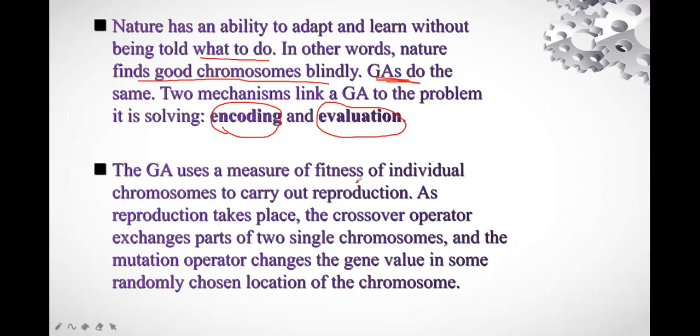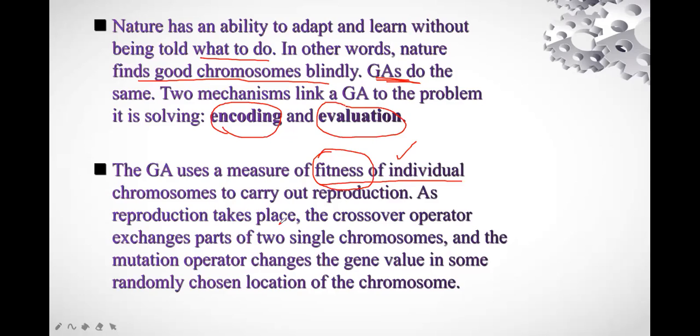So the GA uses a measure of fitness of an individual. This is again a very important point which I discussed yesterday also in the last lecture. Fitness of individual chromosomes to carry out reproduction. That means we say that the fittest will survive. That means the best characteristic of that particular organism is going to help it survive in future. So we decide on the basis of certain features what the fitness of this individual is. So we measure the fitness of the individual. In genetic algorithm, we call it the fitness function of an individual.